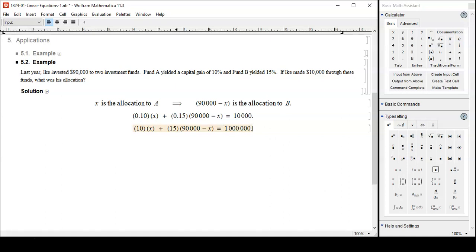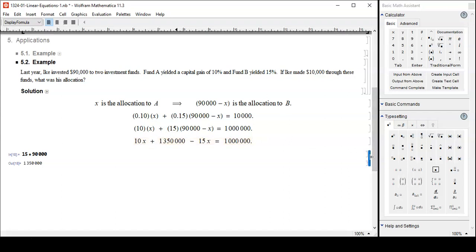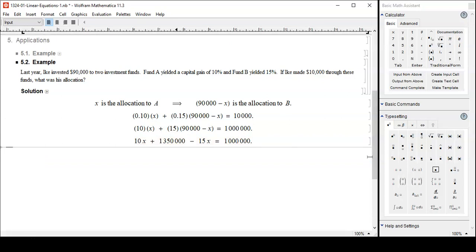So okay, here we go. And there is the adjusted equation. All coefficients are integers this time. And let's solve it. 10x plus, what is 15 times 90,000? So it's 1,350,000. Okay, looks like that's a breakup. Make sense?